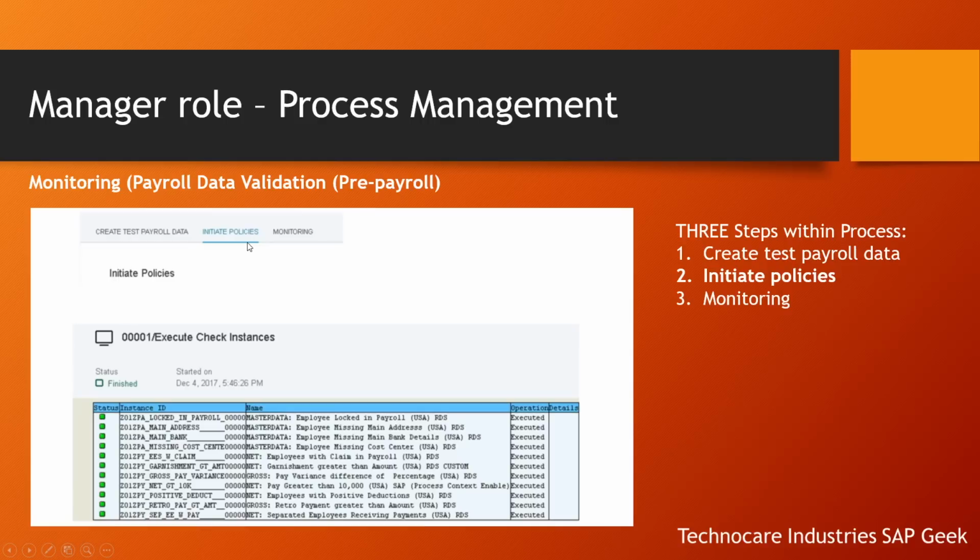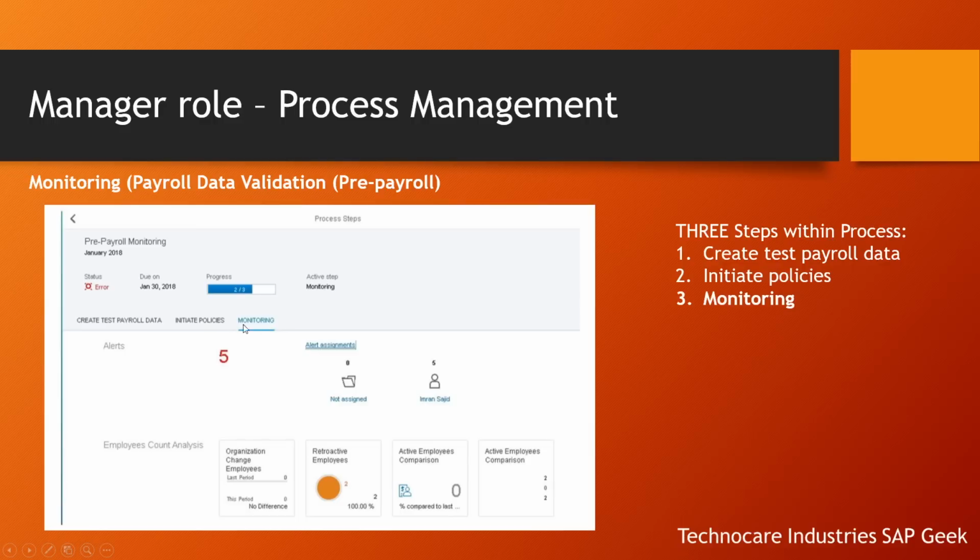The major work that is done for any pre-payroll process, or in this case we are calling it monitoring process, right, which is nothing but payroll data validation before actual live payroll runs. So that happens in the monitoring step. So let us move on to the next step. So if you see, this is the 3rd step of the monitoring process. So first we created test payroll data. Then we initiated policies. So initiated policies is nothing but creating all the alerts and KPIs which are assigned to that particular process.